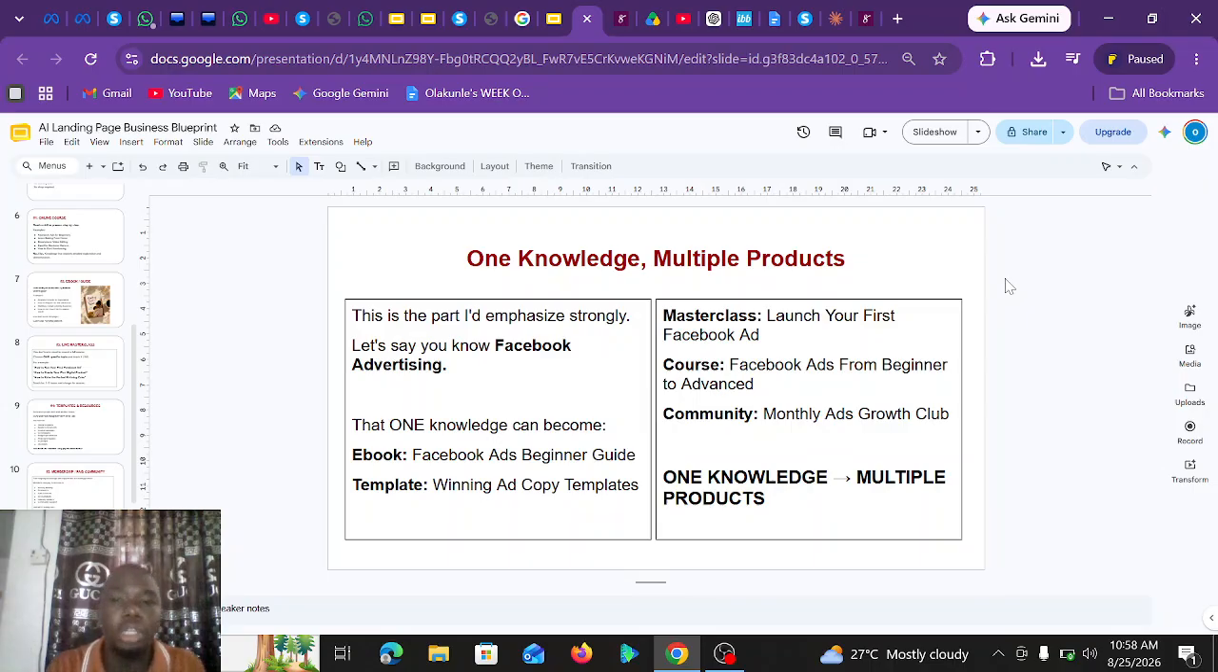You can turn one knowledge into multiple products. Like me, I have a community, a paid community, an online course, and I also have live training. So I have three of these products. One knowledge, you can split it into multiple products. Do you get it? And you still keep making money from it.